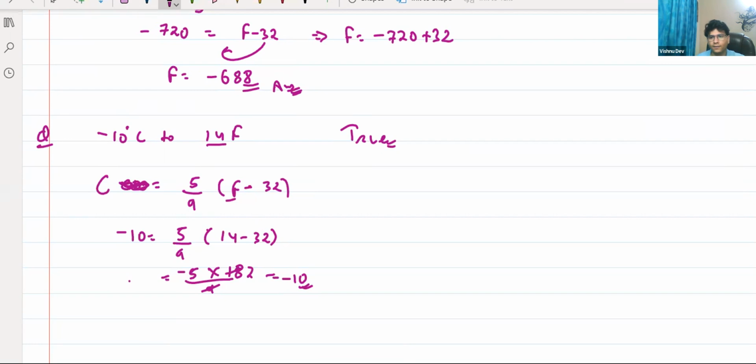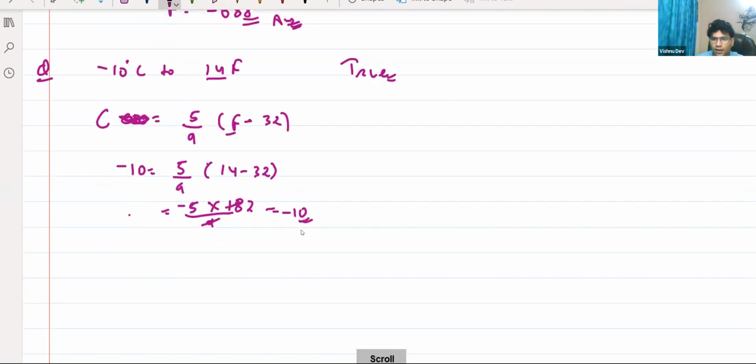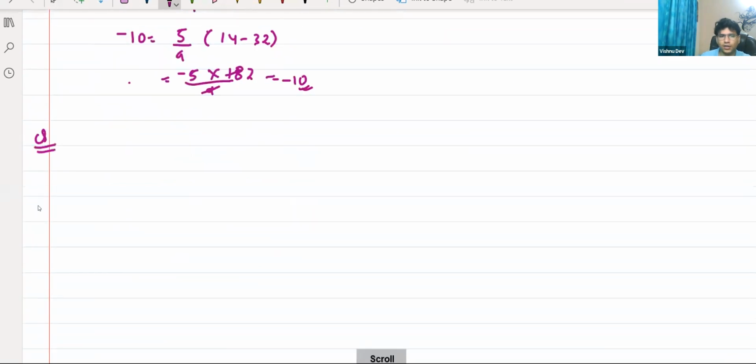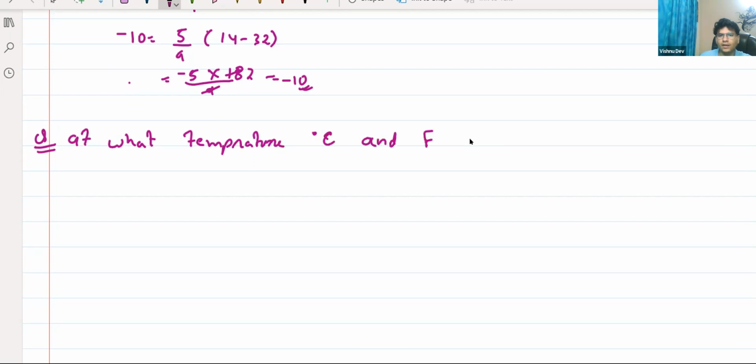Okay, one more question, the last question of today. This question is asked in many exams. The question is: at what temperature are degree centigrade and Fahrenheit the same? This is asked very often. So the problem is both are same.